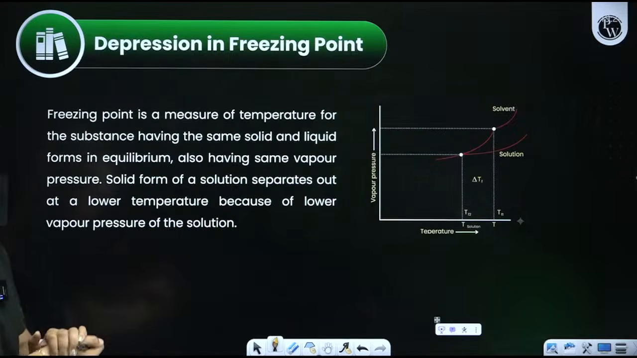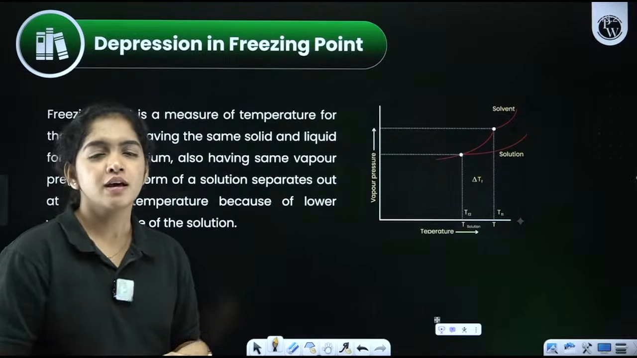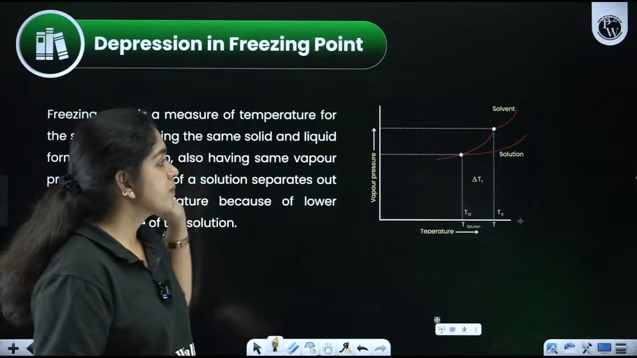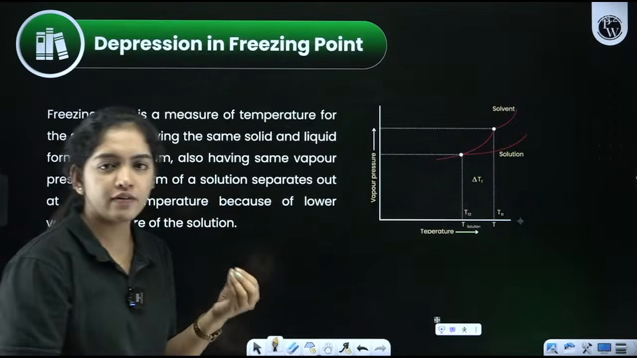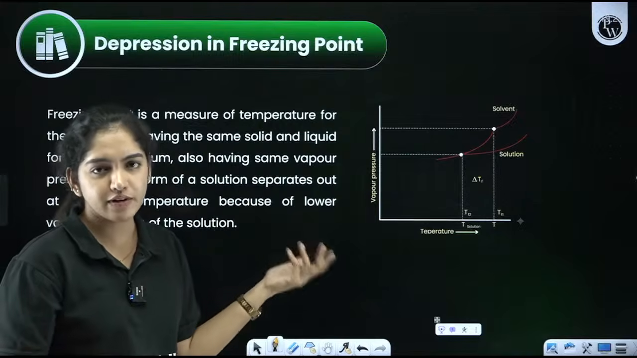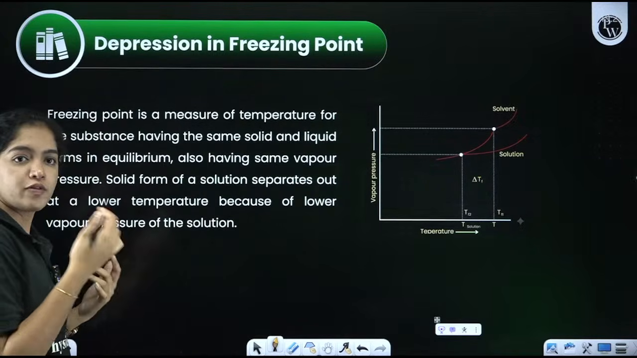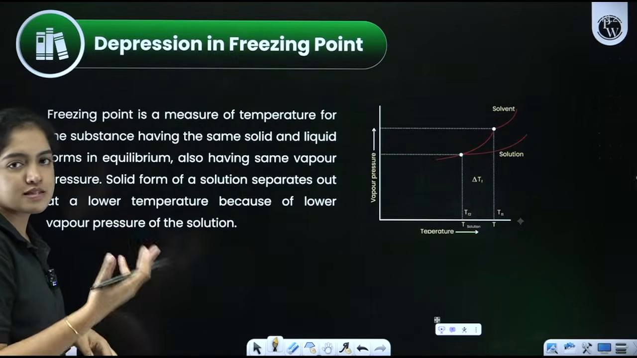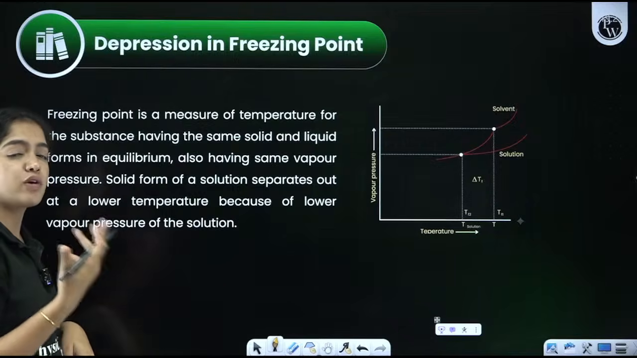Next colligative property is depression in freezing point, the same thing: which takes more time for freezing? Just look at the graph. Solvent is there, solution is there. If only water is there, it will easily freeze, right? Then if you are adding sugar, or if we are taking ice cream, what will happen? It becomes a solution, right? Two components are there. So if it is a solution, it will take more time for freezing.